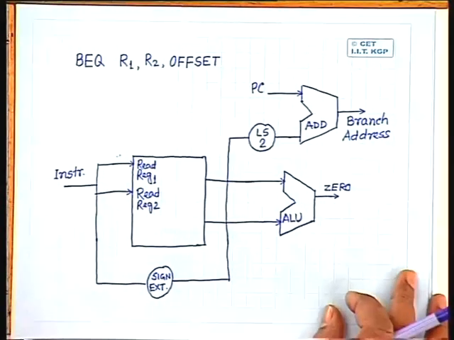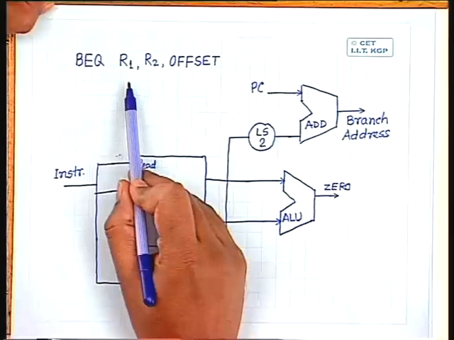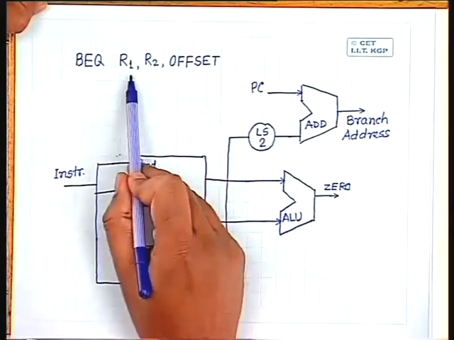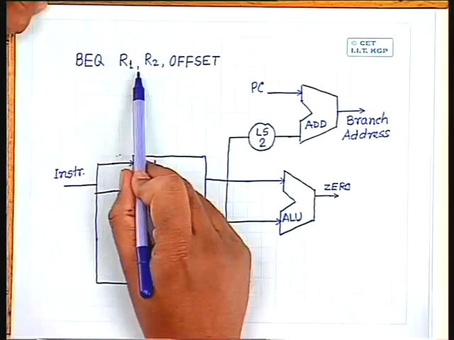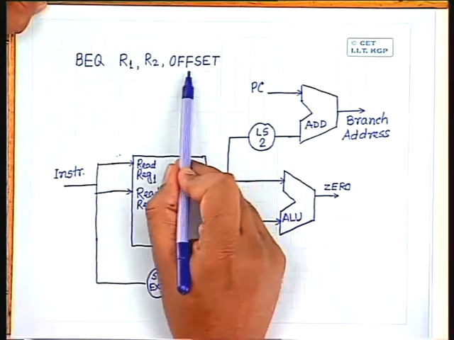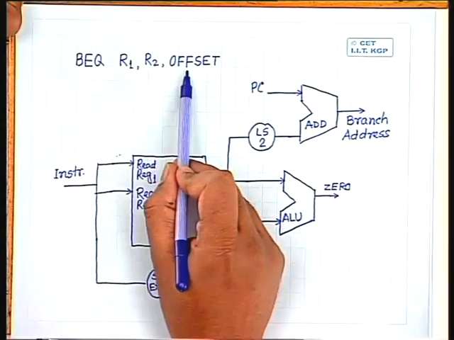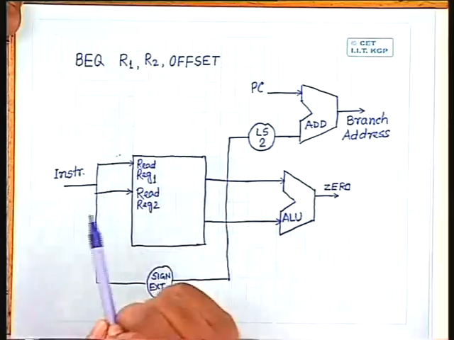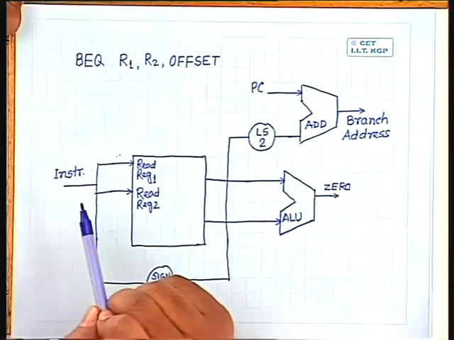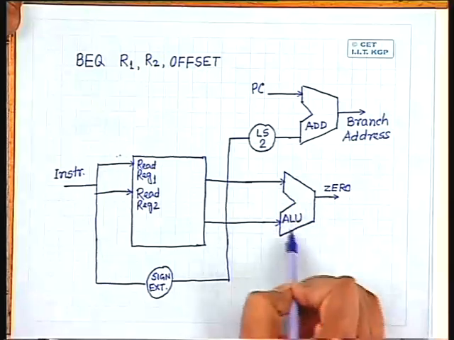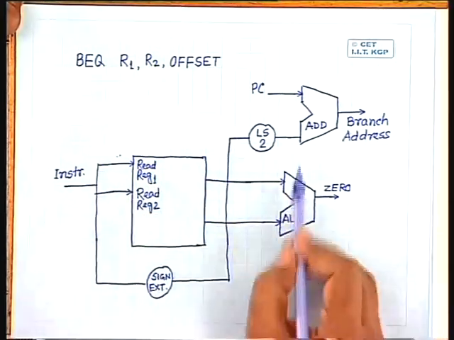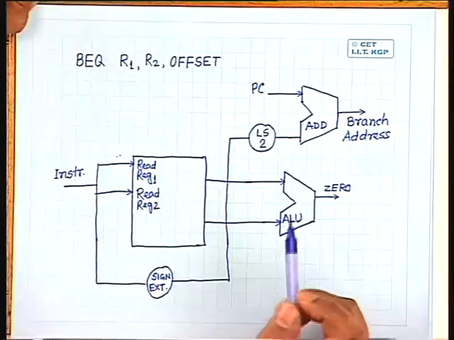Then the branch type instruction we have seen is branch on equal R1, R2, offset. If the contents of R1 and R2 are the same, then the program counter will be loaded with a value offset from the current program counter value. In this case the ALU is used for comparing R1 and R2, which means the ALU has to work in subtract mode.